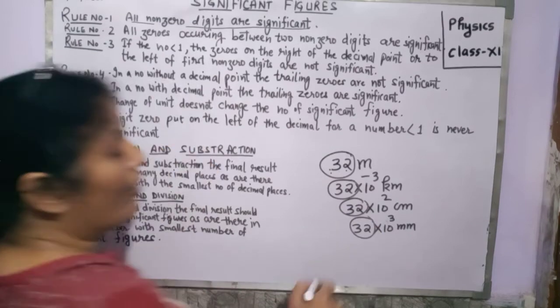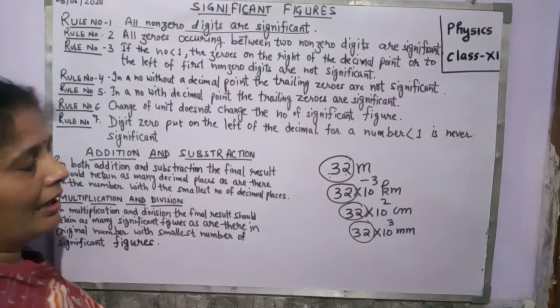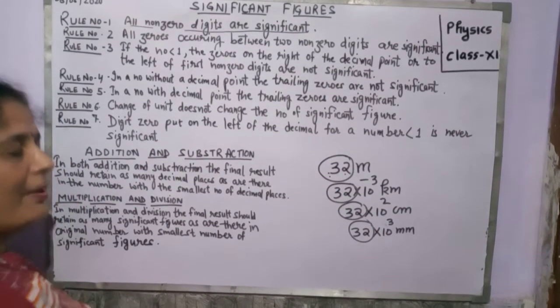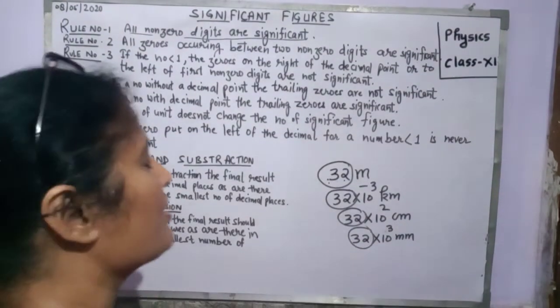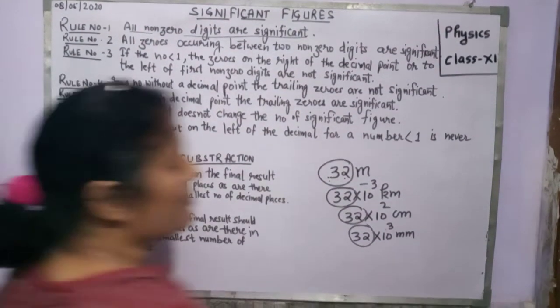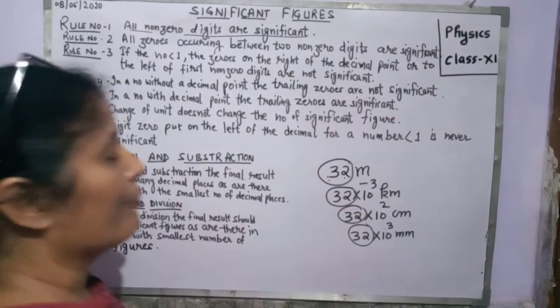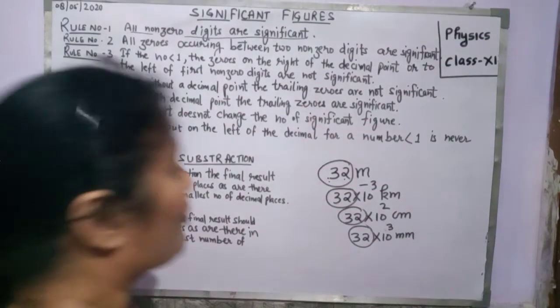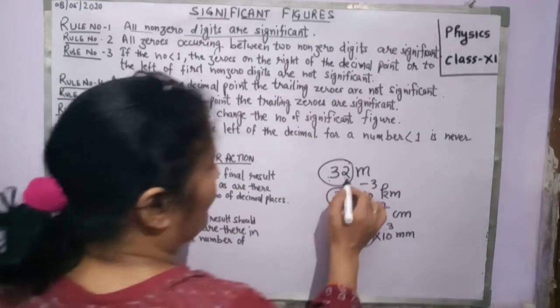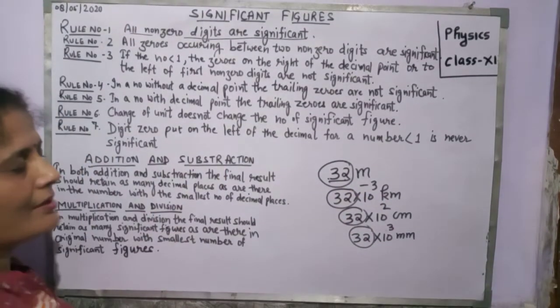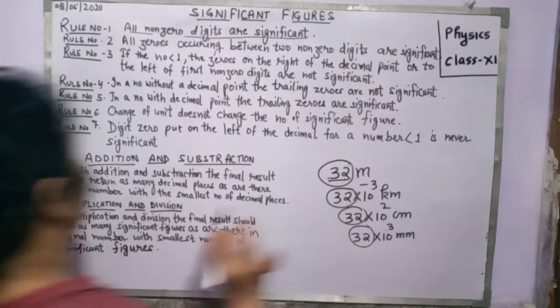If we convert the measurement from one unit to another unit, you have to write in terms of 10 raised to the power something. Either this power may be positive or negative, so that the remaining numbers remain the same. That's why the significant figures remain the same.